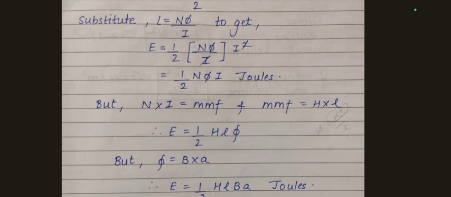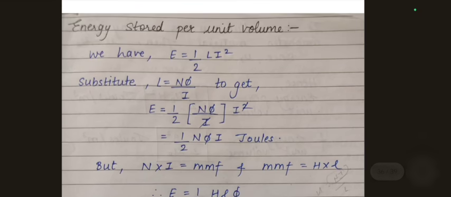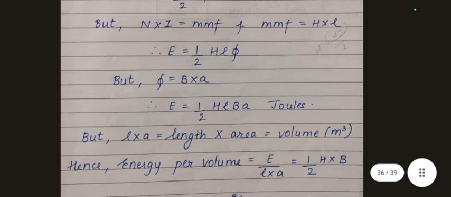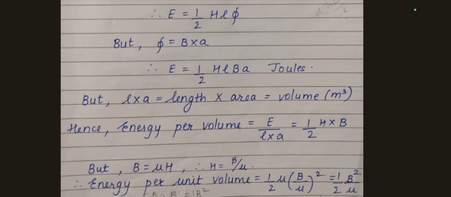Now here, as the formula is 1 by 2 N into phi into I, the Ni term is there. So we all know what is Ni. Ni is mmf. The other formula for mmf is H into L, that is magnetic field intensity into length. So here we will substitute Ni by H into L. Remember these steps, how you have to substitute step by step. First you have to substitute L, that is N phi by I. Then you get Ni in your equation. So just substitute Ni as H into L. So you will get E is equal to 1 by 2 HL into phi. Now what is phi? Magnetic flux. The very first formula, remember, phi is equal to B into A. So just substitute it here. So E will be equal to 1 by 2 HL into BA joules.